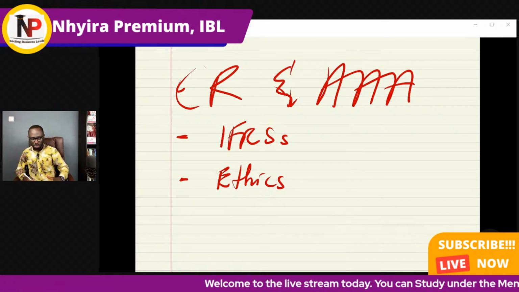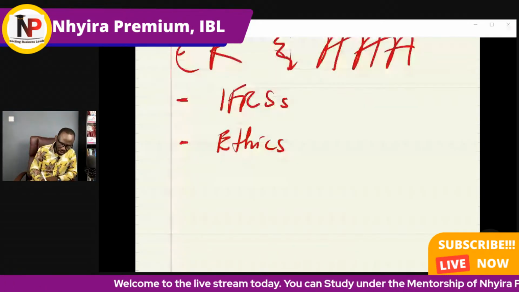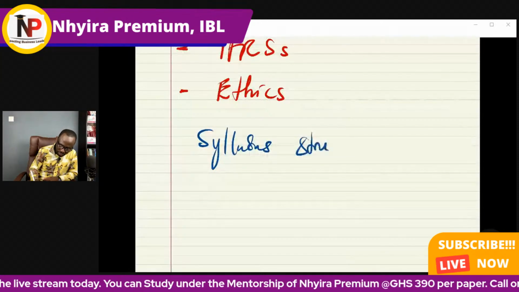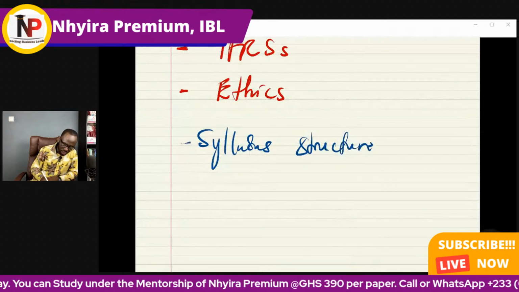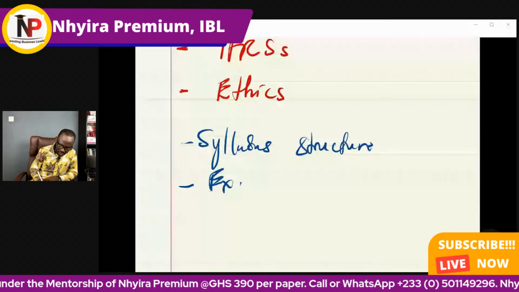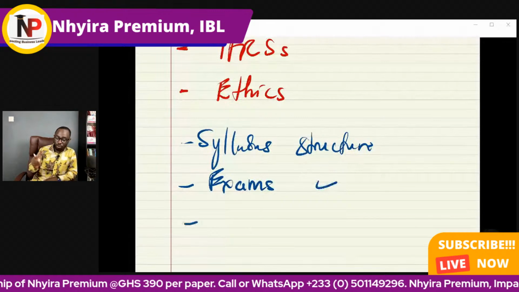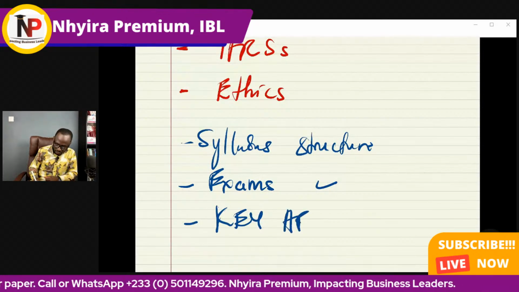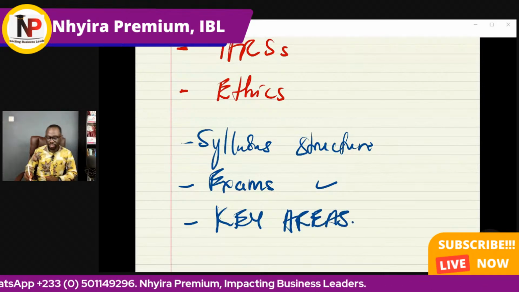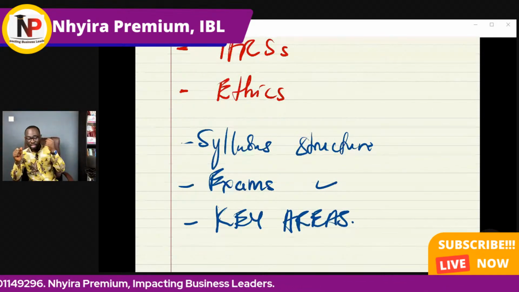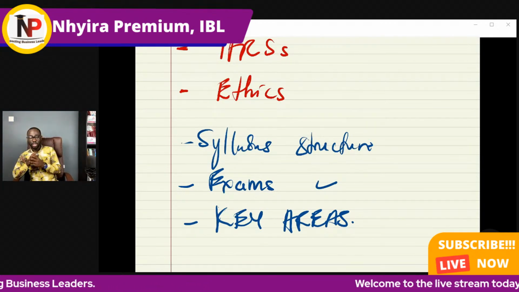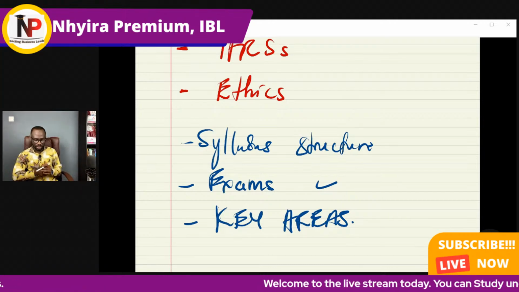So there are 3 things we want to discuss real quick. As always, we want to look at the syllabus structure, the exam structure, and then the key areas we have to focus on in order for us to pass the examination.